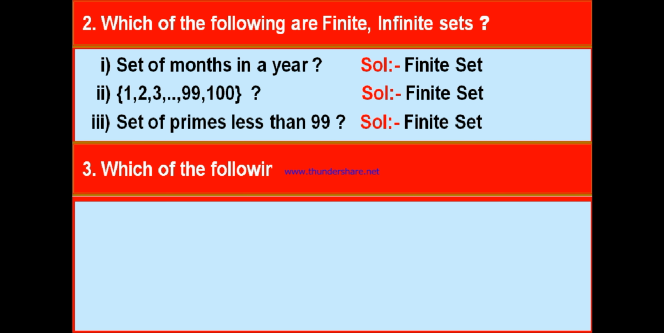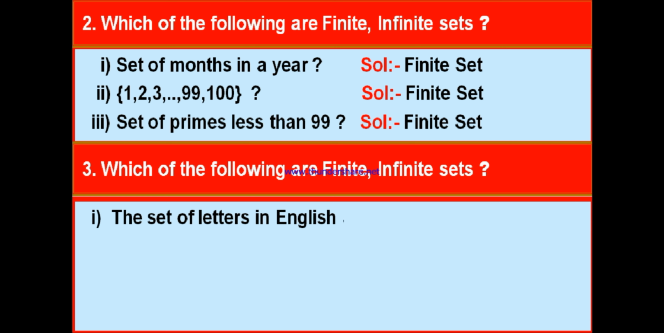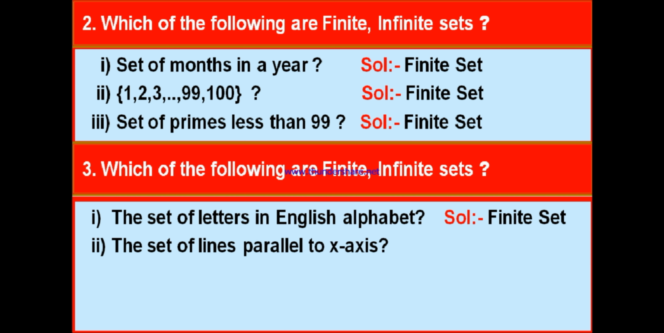Now, question number 3. Which of the following are finite sets and which are infinite sets? First bit, the set of letters in the English alphabet. You can count the number of letters. Actually, there are 26 letters. Therefore, it is a finite set. The set of lines parallel to the x-axis. If you take the x-axis, you can draw infinite number of lines parallel to it. Therefore, it is an infinite set.